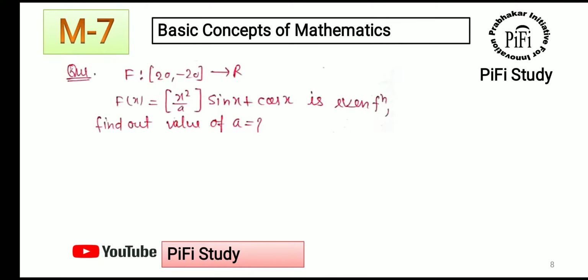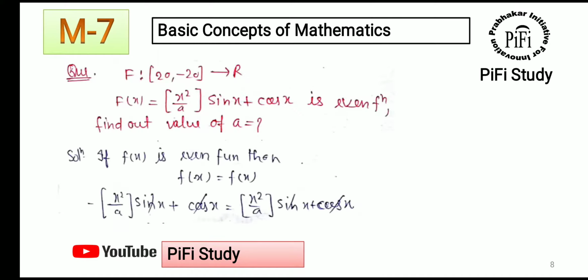So try this one. f maps from the range -20 to 20, and f(x) is given as the greatest integer of x square by a, times sin x plus cos x, and it is an even function. Then find the value of a. In this question it is already given that f(x) is an even function. Then how to solve? Just apply the property of the even function, f(-x) is equal to f(x), and wherever x is there in the function, put -x there and calculate.